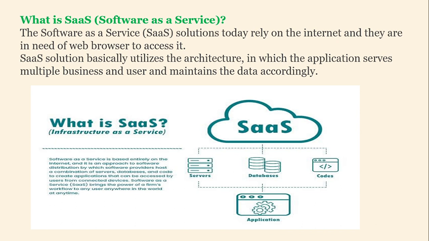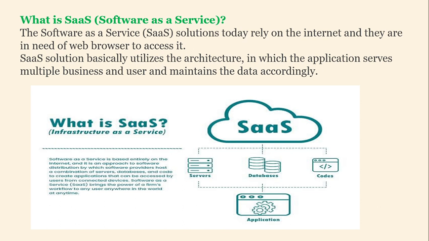Today we access software as a service from companies such as Slack or WebEx via the internet. We need a browser to access it. A SaaS solution basically utilizes an architecture in which the application server serves multiple businesses and users and maintains the data accordingly.